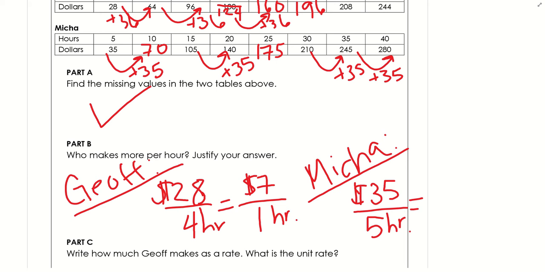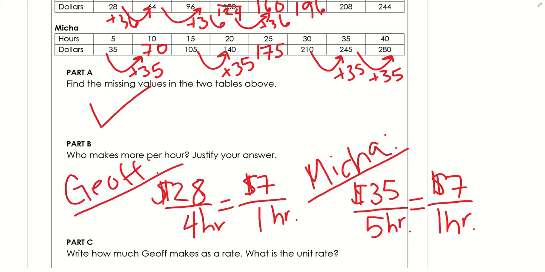Is that in simplest form? Show me yes or no, scholars. No, that is not in simplest form. They have a common factor of 5. 35 divided by 5 is 7, and 5 divided by 5 is 1. So I have two unit rates here. Jeff's unit rate, Jeff makes $7 per 1 hour, and Micah's unit rate is also $7 per 1 hour.